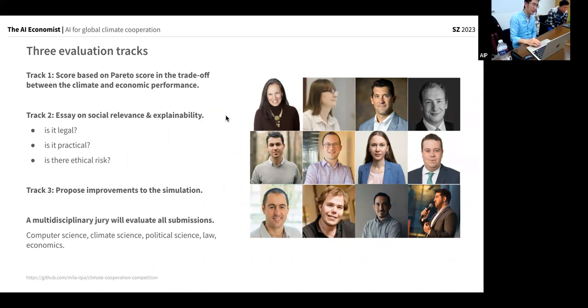In the second track, we asked people, okay, you have this solution, a bilateral negotiation or some other negotiation protocol, but you should also think about the social and legal aspects. Is what you propose actually legal and practical? Is there some ethical risk in this? Why would real politicians accept such a solution to negotiate with each other?